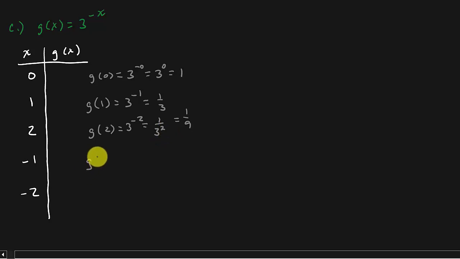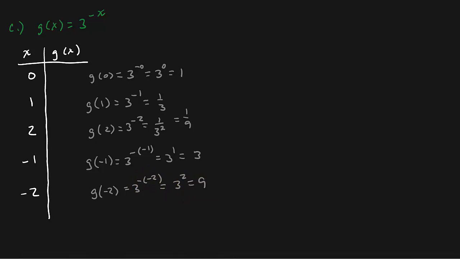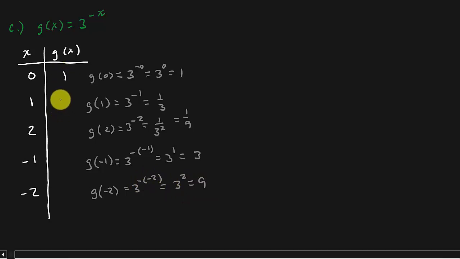And then we've got g of -1, which is 3 to the -1, which is 3 to the 1st, which equals 3. And then g of -2 is 3 to the -2, which is 3 squared, which equals 9. So we've got 1/3, 1/9, 3, and 9. All right. So you can see what I'm talking about.